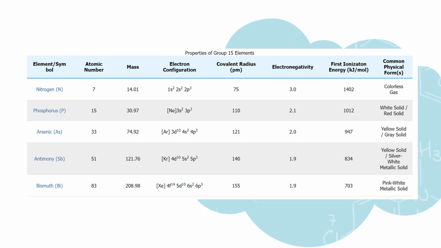So in its common physical form, nitrogen is a colorless gas. The two allotropes of phosphorus, white phosphorus and red phosphorus, are its common physical forms. Arsenic can be found as a yellow solid or grey solid, antimony a yellow solid or silver-white metallic solid, and bismuth, which is quite interesting as it's a pink-white metallic solid. The color pink is rarely seen in chemistry.